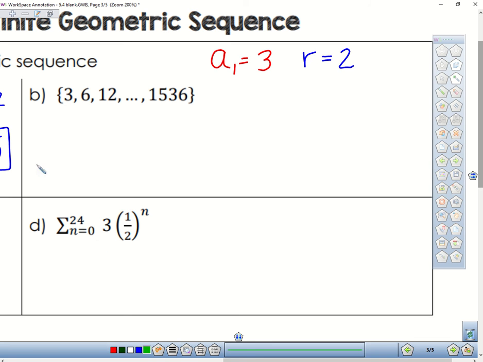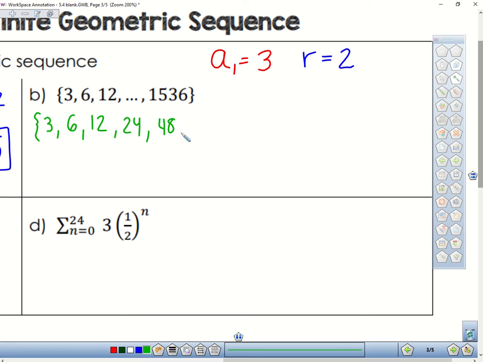So let's write our summation notation. But I have a problem here. Do we know how many terms there are in the sequence? No. So we're going to have to figure out how many terms there are. Now I would never give you one that's going to be too lengthy, but this one's actually not too bad. So this is your first term, second term, third term. We don't know what the fourth term is, but we could find it by multiplying 12 by what? 2. We get 24. We're going to multiply 24 by 2.